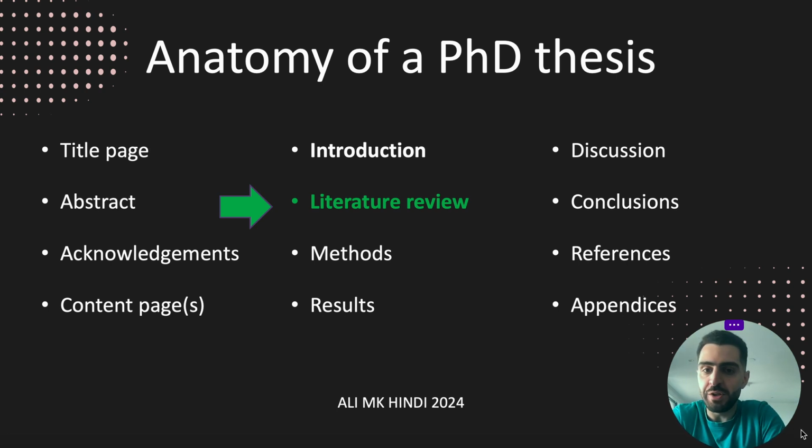So, continuing on our series looking at PhD thesis writing 101. Last week we talked about the introduction chapter. This week we're going on to the literature review chapter. Now some people have it as a separate chapter, some people incorporate it with the introduction chapter.